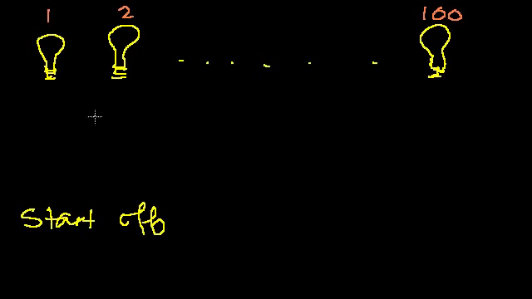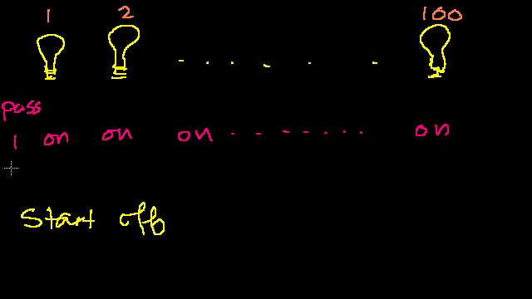And what I'm going to do first is switch every light bulb. If they all start off, I'm going to turn them all on, right? So on my first pass, let's call this pass 1, I'm going to turn all of these on. They're all going to be turned on.